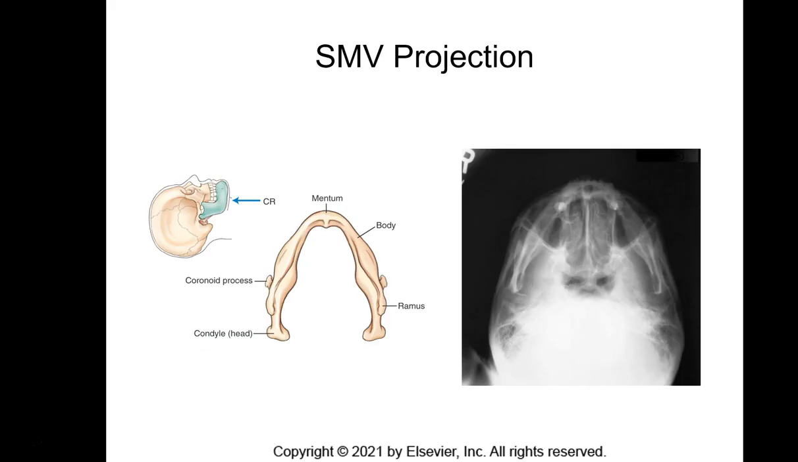So here is an SMV projection, submento vertex, and we can see the mandible very nicely on the SMV projection. The mandible is a fairly thin structure, making it easily susceptible to fracture. And remember, the mandibular condyle is the part that should be anterior to the petrous ridges on a correctly positioned SMV. So in other words, here are the condyles. They should be anterior to the petrous ridges.